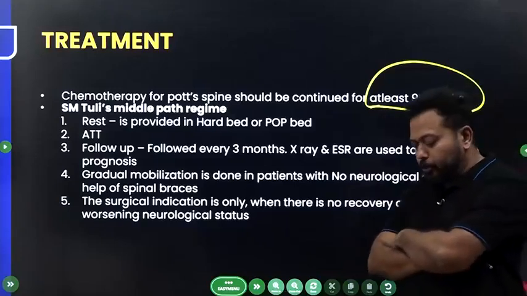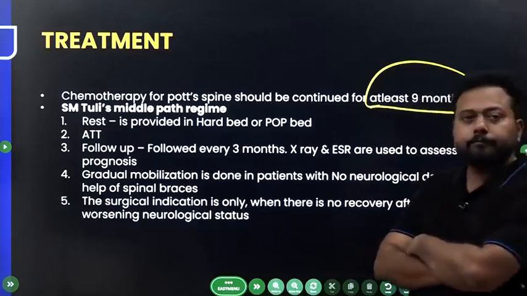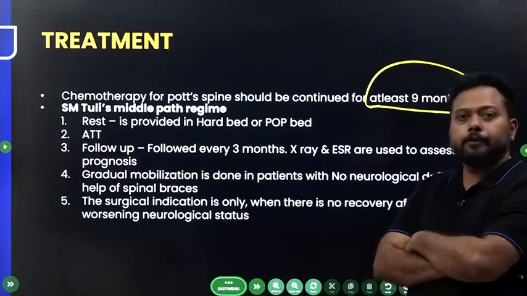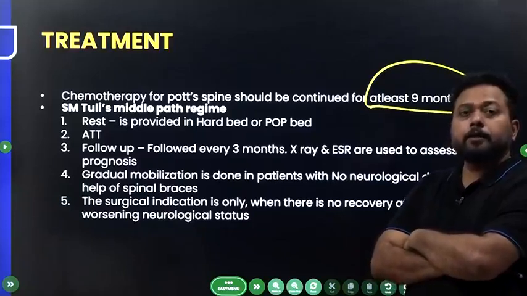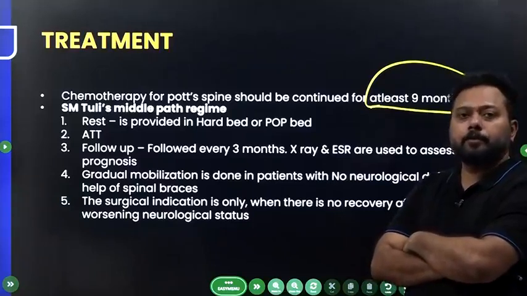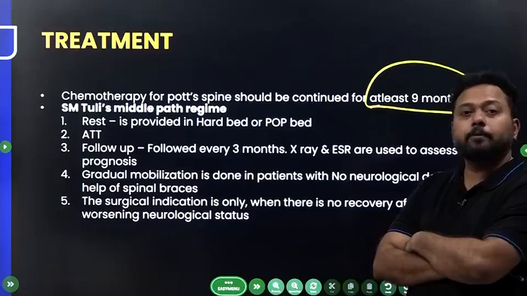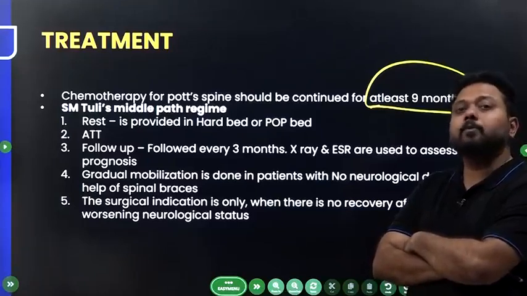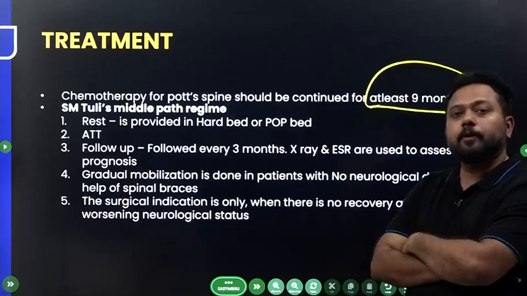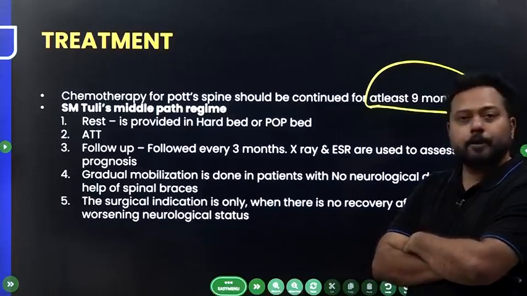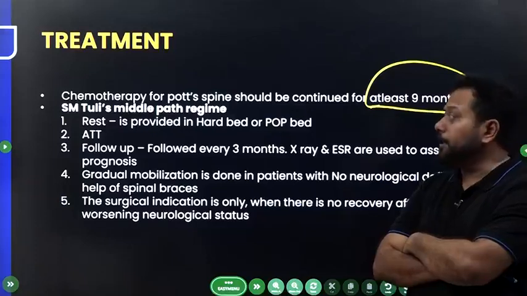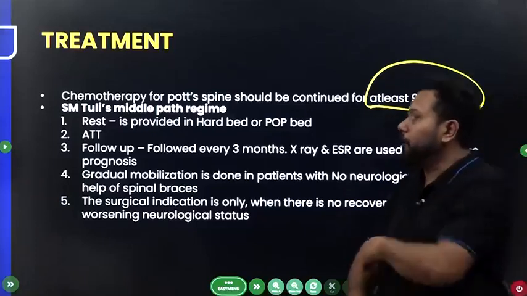Dear friends, you should never forget a few Indian forefathers. Their work and regimes are internationally followed. Professor T.K. Shanmugasundaram sir, and another, Professor SM Tuli sir. These two names you should never forget in skeletal tuberculosis. They did extensive work worldwide. They are following this regime, which is called Professor SM Tuli's middle path regime.